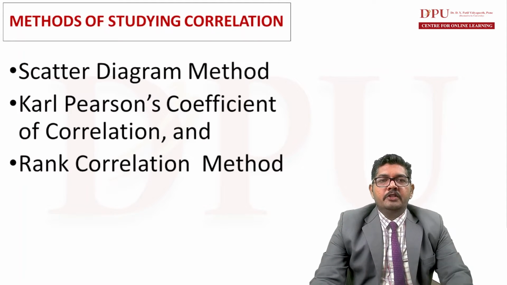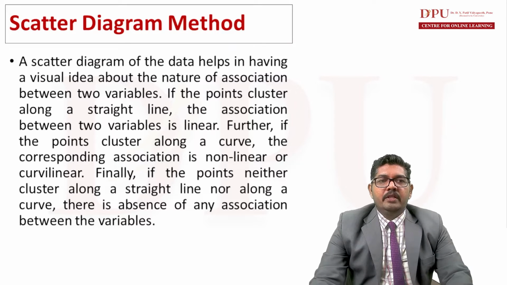So there are various methods of studying correlation, like the scatter diagram method, Karl Pearson correlation coefficient, and rank correlation coefficient. Scatter diagram method: a scatter diagram of the data helps in having a visual idea about the nature of association between the variables. If the points cluster along a straight line, the association between the two variables is linear.